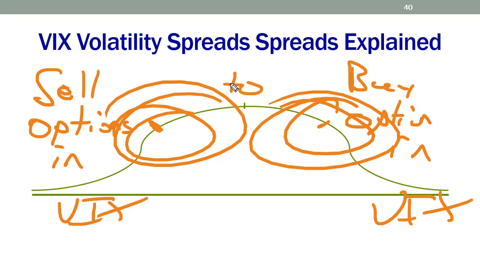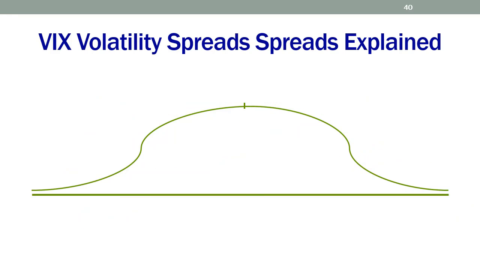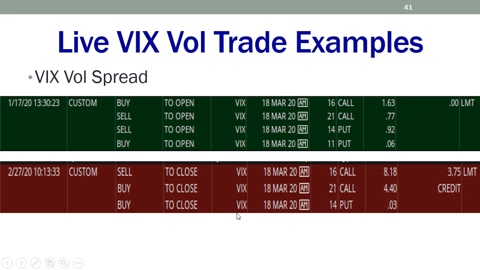Why? Sooner or later, volatility amps up. Bottom line, if you're willing to wait, sooner or later, your VIX will move. And it will move, and it will move big. This, people, is what we call a VIX volatility spread. And I'm going to tell you right now, you ain't going to see this anywhere else. This is a live VIX vol trade. This one, look at the date.